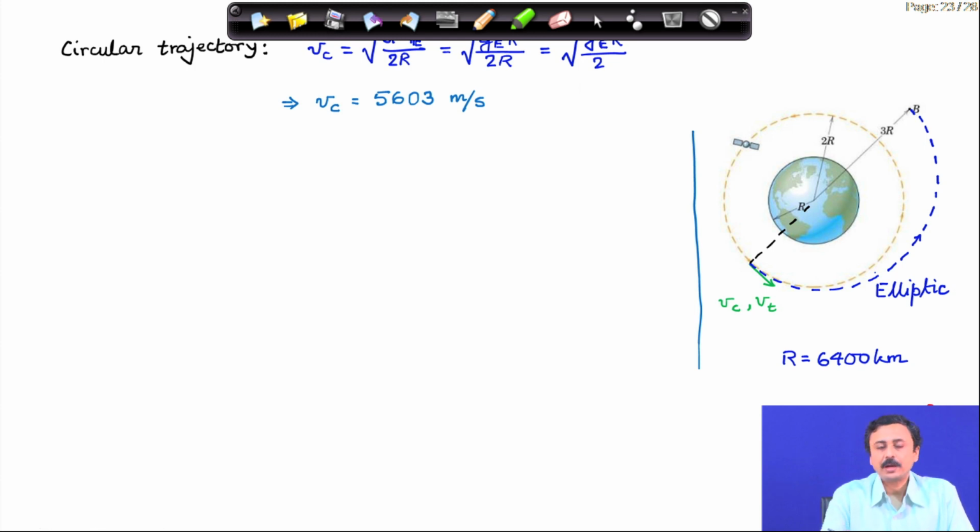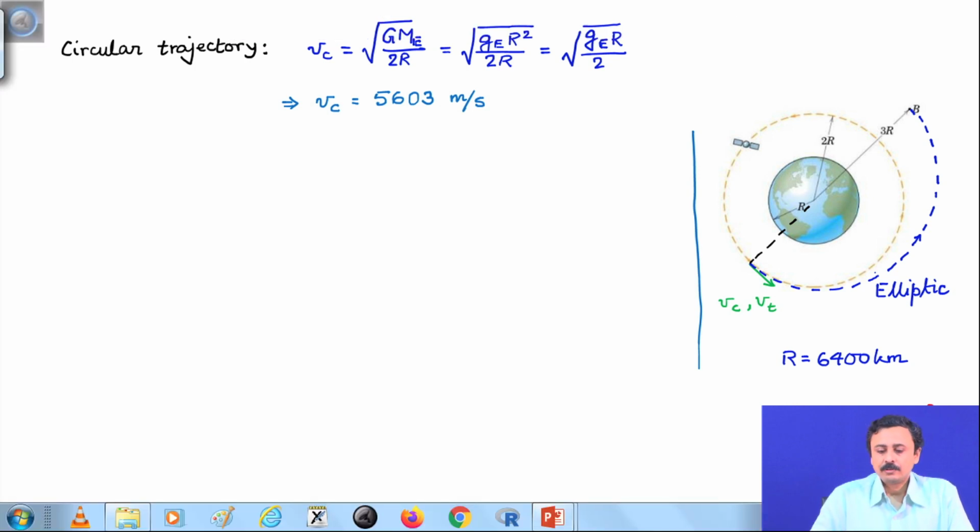it turns out, when you plug in the values, we know the acceleration due to gravity on the surface of the earth, we know the radius of the earth, and that divided by 2 and under root, that turns out to be 5603 meter per second. This is the orbital speed on the circular path. Now, we know the various parameters of the ellipse.